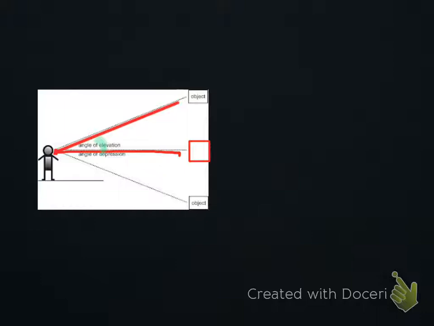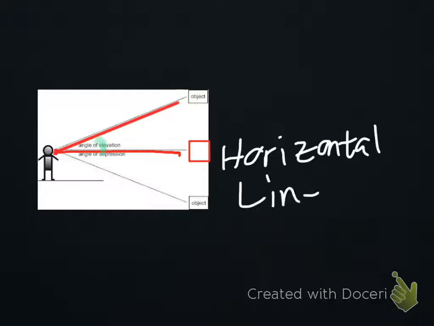So the key thing here is to always remember, where is the horizontal line? That's a huge landmark, and a lot of mistakes are made on this when students go from the ground or from a slanted object. You're always looking from the horizontal.